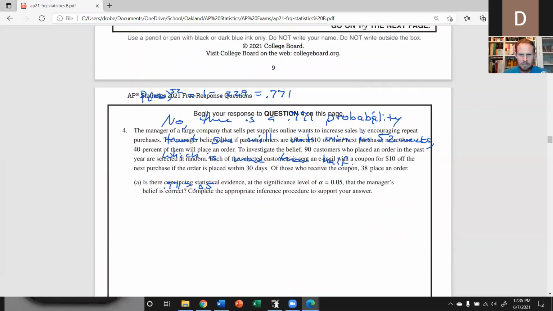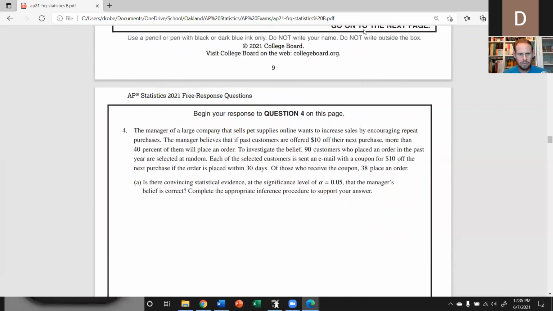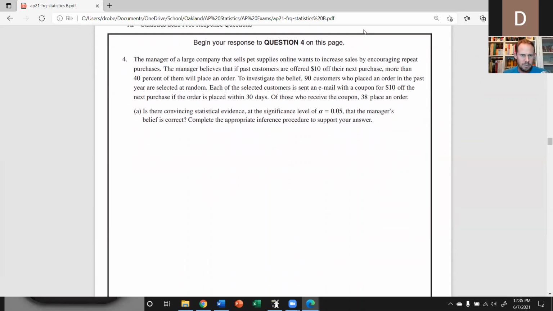All right, next up. So that was that one. On to number 4 here. So the manager of a large company that sells pet supplies online wants to increase sales by encouraging repeat purchases. The manager believes that if past customers are offered $10 off their next purchase, more than 40% of them will place an order. To investigate the belief, 90 customers who placed an order in the past year are selected at random. There we go, there's our random.